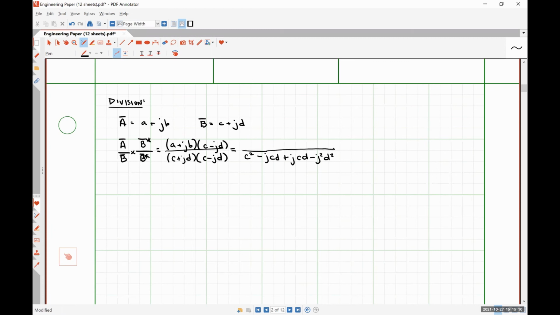So before we look at what's going on at the numerator at all, let's simplify this guy. Obviously, minus jcd and positive jcd cancel each other out, right? What does that minus j squared d squared really look like? Minus negative d squared is plus d squared, right? So we're going to wind up having just c squared plus d squared in the denominator.